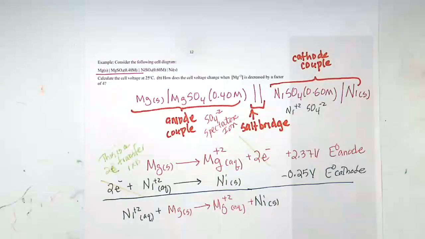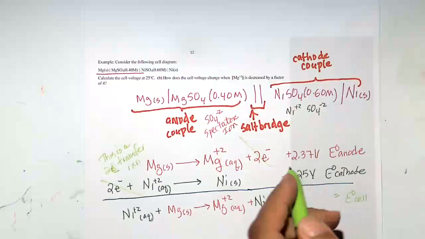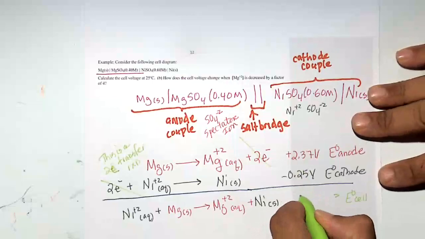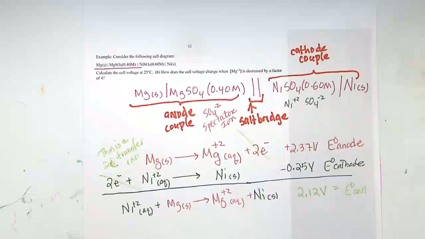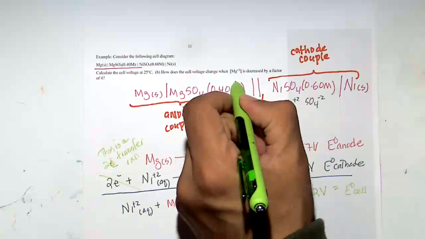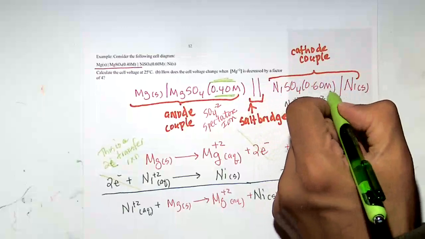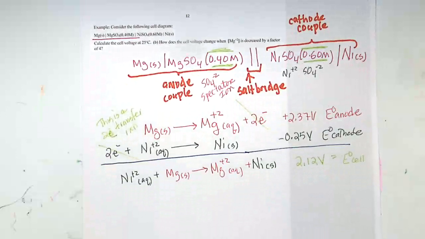And we're going to call this E cell now. And what's 2.37 plus a negative 0.25? 2.12, am I right? Yes? Okay, good. 2.12 volts, okay? So that's at standard state, okay? But we're not at standard state because we have magnesium plus 2 at 0.4 and we have nickel plus 2 at 0.6. Okay, so we're not done with the problem, not yet.